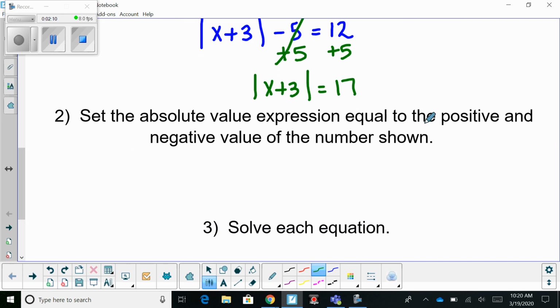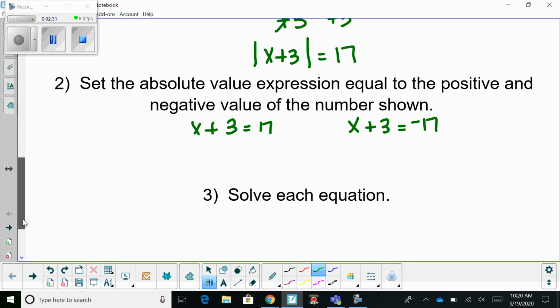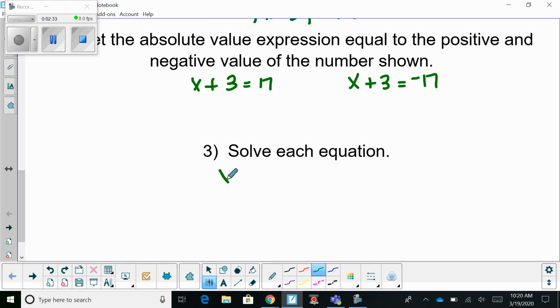Next, I'm going to set that absolute value expression equal to the positive and negative value of the number shown. So I'm going to break it apart, and I'm going to take this x plus 3 and set it equal to positive 17, and I'm going to set it equal to negative 17. And then what you have now is two separate equations. So truly, every one absolute value equation is going to be two separate equations that you have to solve.